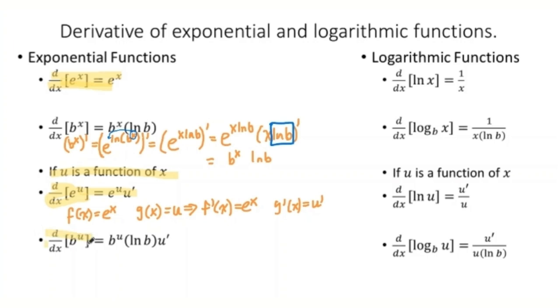If u is a function of x, then the derivative of b to the u would be b to the u natural log of b times u prime. In other words, the derivative of b to the u is b to the u natural log of b times the derivative of the exponent.